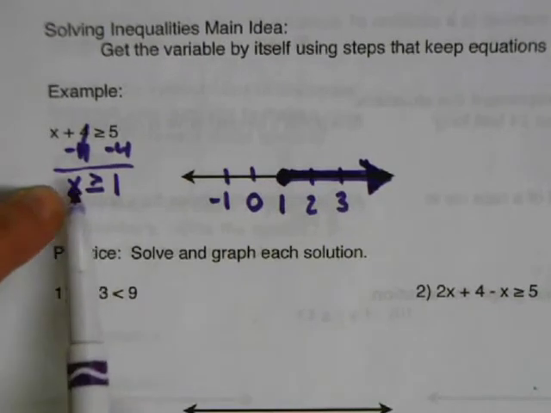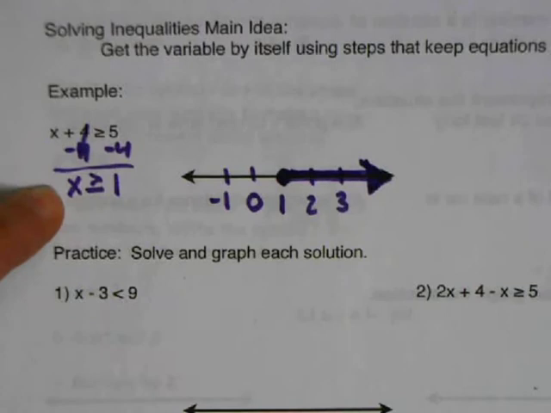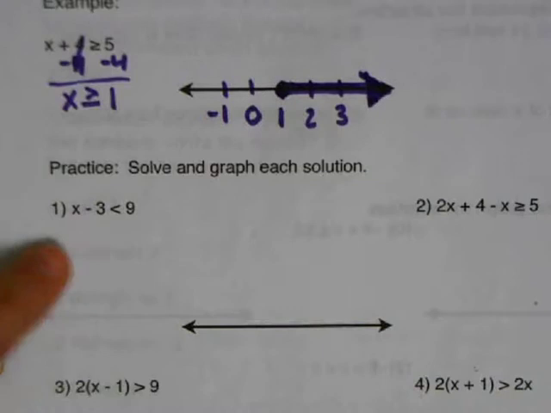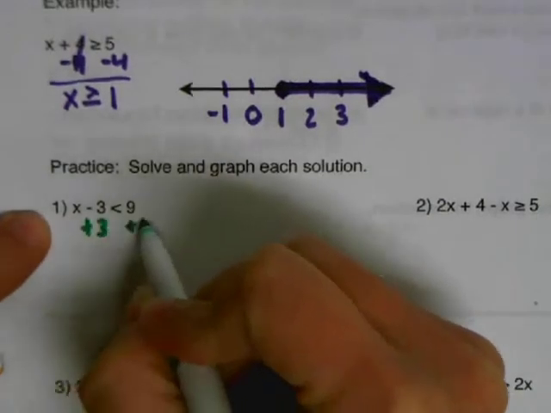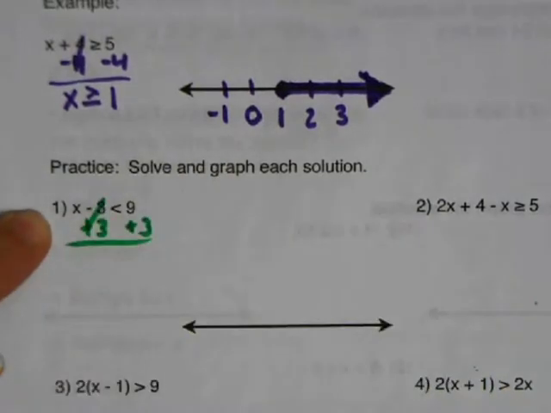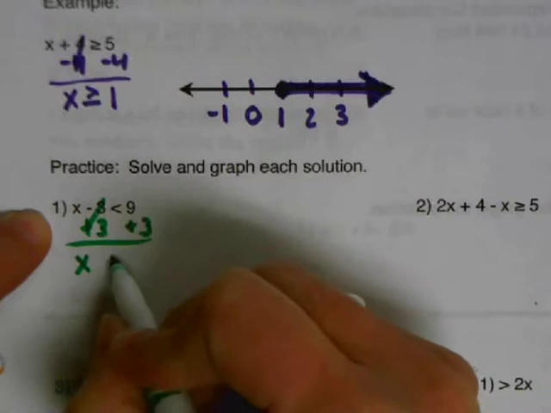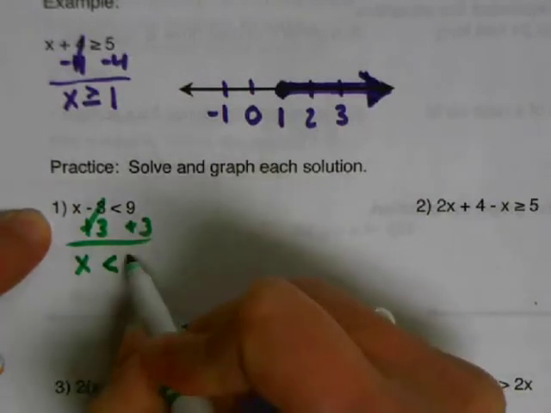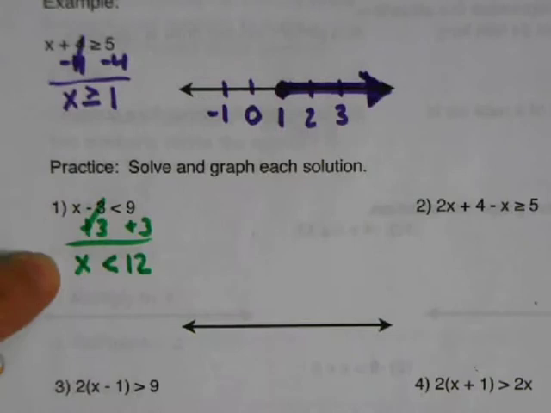So really, it's just like solving equations, except we've got an inequality in there. Let's try and practice it. How about number 1 down here? Let's get rid of the minus 3 by adding 3 to both sides. We bring down our x. We bring down our less than sign this time. And what is 9 plus 3? 12. So our solution to this particular equation is that x has to be less than 12. It can be anything less than 12.